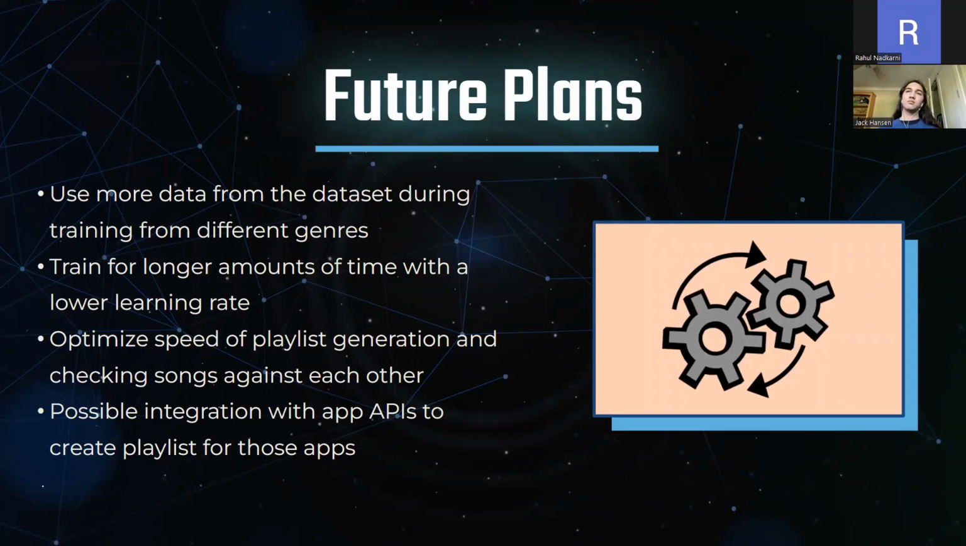We would also like to check the songs against each other to ensure that the element of cohesion remains strong. And we would also like to have a possible integration with app APIs. So for example, we are creating Spotify playlists, but at the moment, we wanted to be able to integrate easily within the user's library once it's been generated. So we could, as a future addition, just add the Spotify API to it in order to just return it into the user's library upon generation.